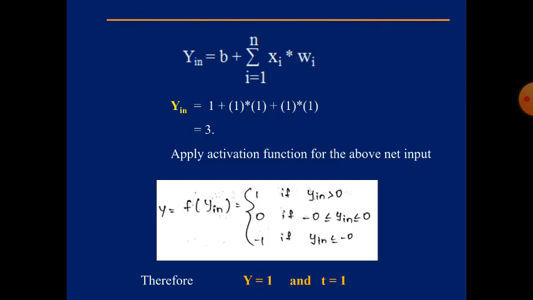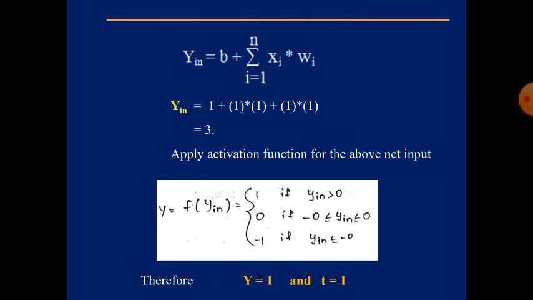So that is 3. Now if we apply the activation function on the net input, y in is 3, which is greater than 0, so it comes under the first condition. So y equals 1. The target output, the expected output, is also 1.